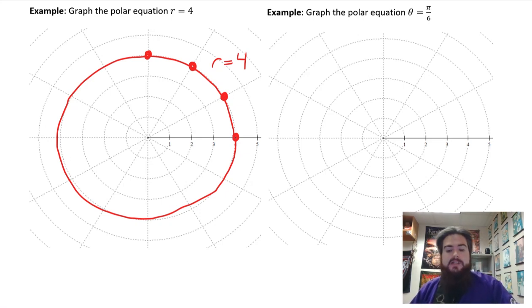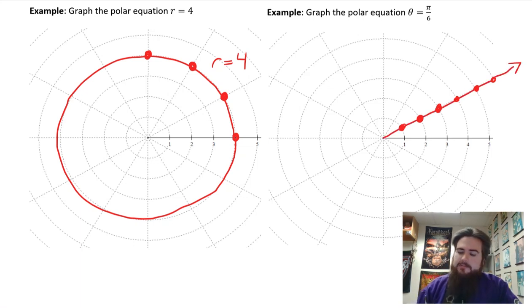Theta equals pi over 6 is going to work in a very similar fashion. Theta of pi over 6 means that the radius could be anything, but the angle measure is always pi over 6. So for example, if my angle measure is pi over 6, when my radius is 1, I would have this point. If my radius is 2 with angle measure pi over 6, I have this point. If my radius is 3 with pi over 6 as my angle measure, I have this point, and then this point, and then this point, and this point, and on. Which so far looks kind of like a ray.